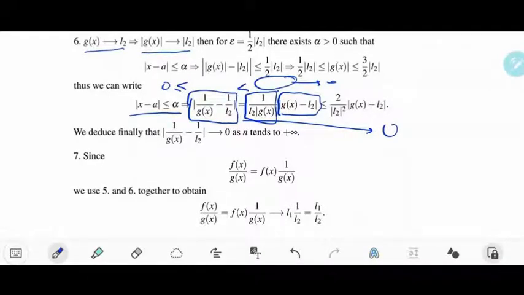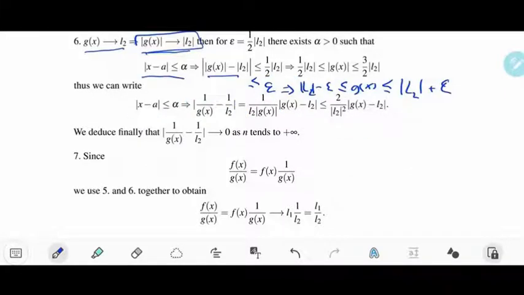So I need to find an upper bound for this 1 over L2 g. Of course, 1 over L2 is a constant, so I need to find an upper bound for 1 over g. I can say that it is bounded, or find the upper bound to say somehow that it's bounded. So to find an upper bound for 1 over g of x, I should find a lower bound of g of x. So this is the lower bound of g of x.